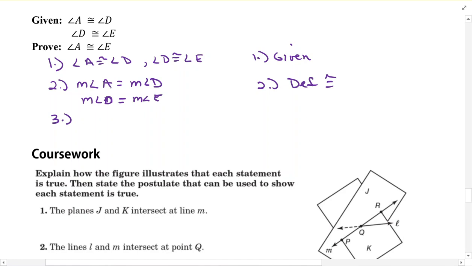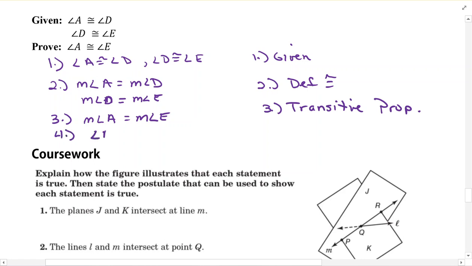We have measure of angle A is equal to measure of angle D, and that measure of angle D is equal to the measure of angle E. So we have the measure of angle A is equal to the measure of angle E by transitive property. And we wanted to prove congruence, so we have one final step. Angle A is congruent to angle E, and that's by definition of congruence. And that concludes the lesson for 2.5.